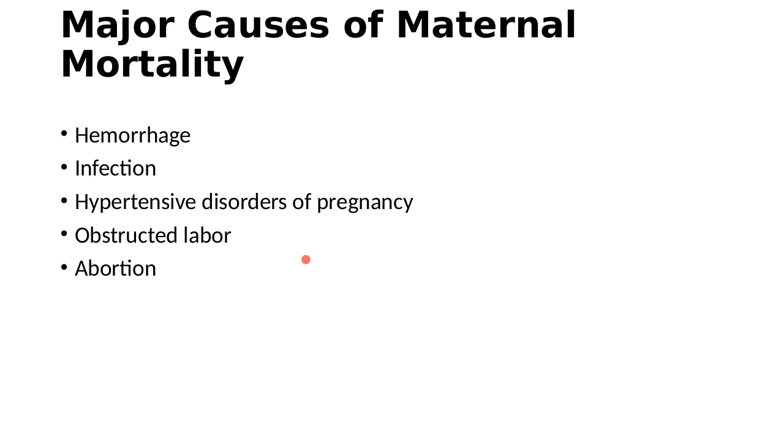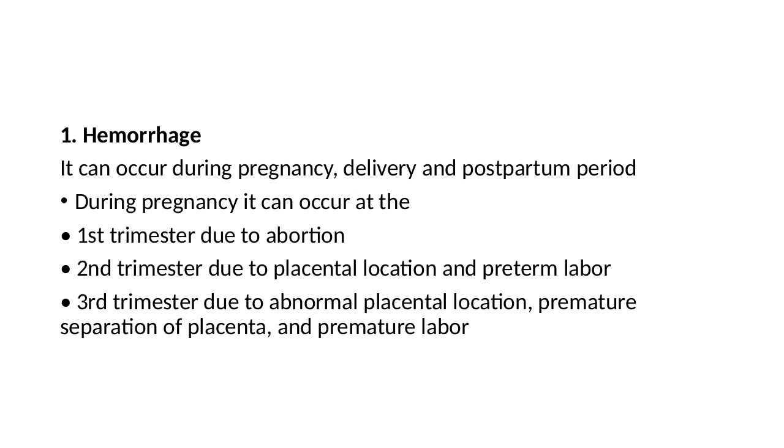What are the major causes of maternal mortality? We have hemorrhage, we have infection, we have hypertensive disorders of pregnancy, we have obstructed labor or prolonged labor, and we have abortion. So we'll go one by one and see what each is about. We'll start with the first challenge or problem that is normally faced by pregnant women, which is hemorrhage.